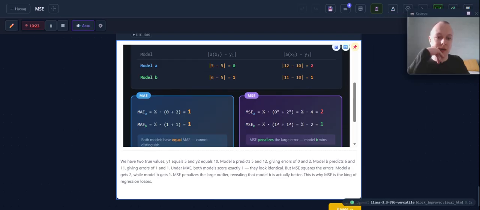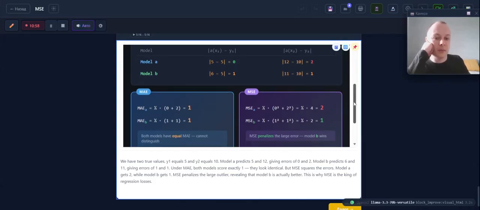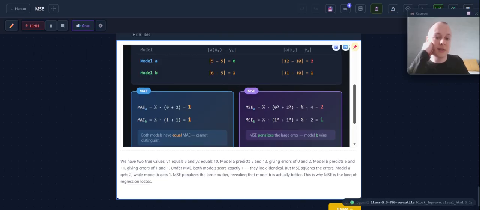And we can see that in this case, when we did zero mistake for the first object, but we did a bigger mistake for the second one, when we calculate our MSE, compared to the case where we did the same smaller mistake, the first model gets a higher mean squared error metric, because MSE penalizes us more for bigger errors.